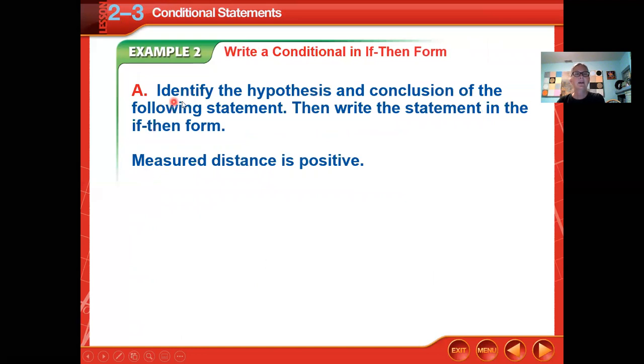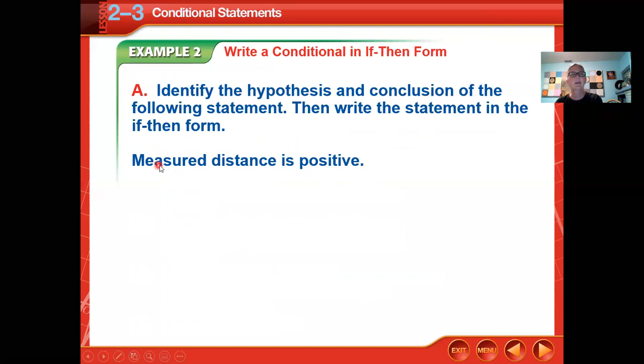Okay. So identify the hypothesis and conclusion of the following statement. Then write the statement in if-then form. Measured distance is positive. I talked about this. That's why one of the formulas, when it talks about distance, it has the sticks, as people call them. It's actually called absolute value. The distance between 2 points is always positive, whether you're going to San Antonio or from San Antonio to the Valley, your distance is the same. It's not like one way is positive and one way is negative if you're going north or south.